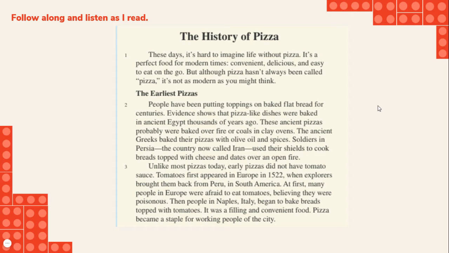Unlike most pizzas today, early pizzas did not have tomato sauce. Tomatoes first appeared in Europe in 1522, when explorers brought them back from Peru and South America. At first, many people in Europe were afraid to eat tomatoes, believing they were poisonous. Then people in Naples, Italy, began to bake breads topped with tomatoes. It was a filling and convenient food. Pizza became a staple for working people of the city.